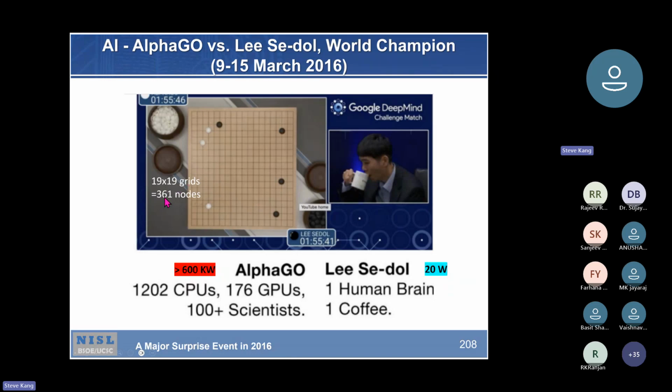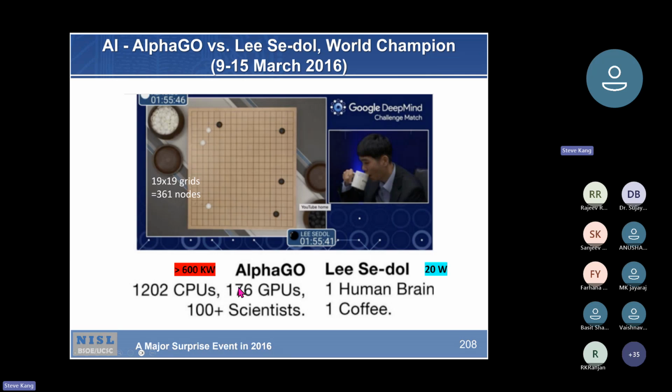So there are 361 nodes. You place the stone, black stone or white stone. And usually whoever holds the white stone lets the black stone place first. So that's why it's 1, 2, 3, 4, and then white stone 3. So it's a matter of how many more of these junction points you occupy. Whoever occupies more junction points wins at the end.